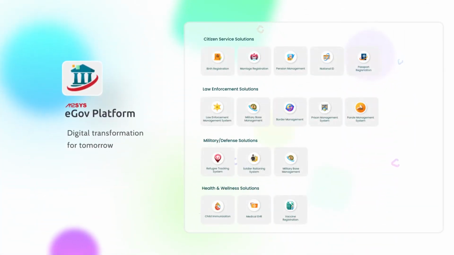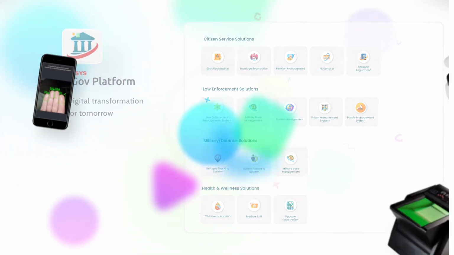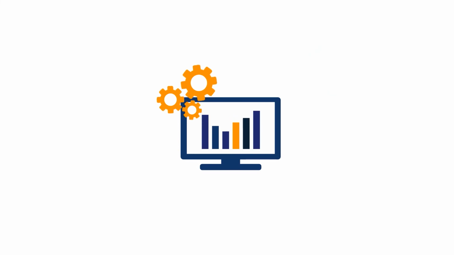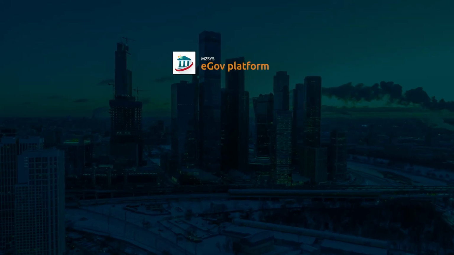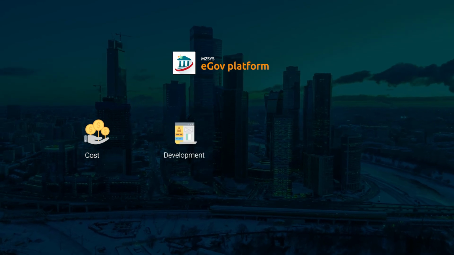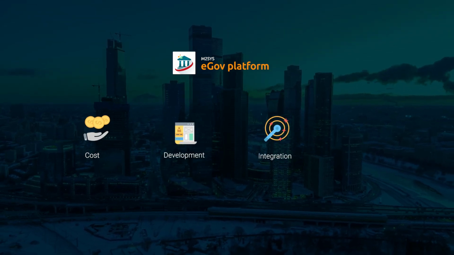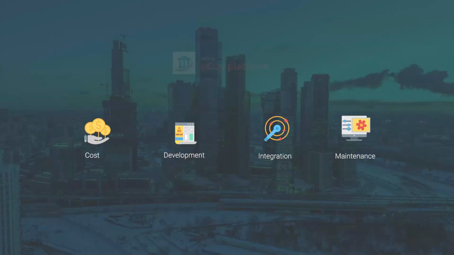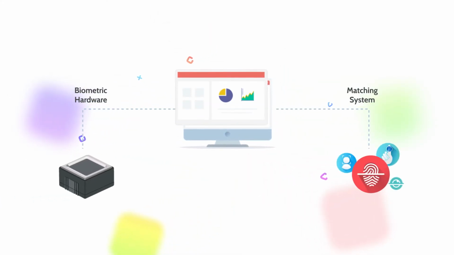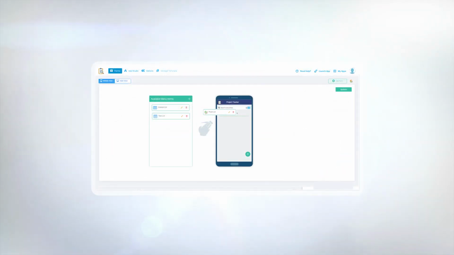What we just showed you is our eGov platform. You can build any identity management solution and connect any biometric device and quickly hook into our platform. M2SYS eGov platform removes the cost, hassle, and headache associated with development, integration, and ongoing maintenance, unlike other systems. Bring your own hardware, your own matching system, and our platform will give you the entire solution without having to write a single line of software code.